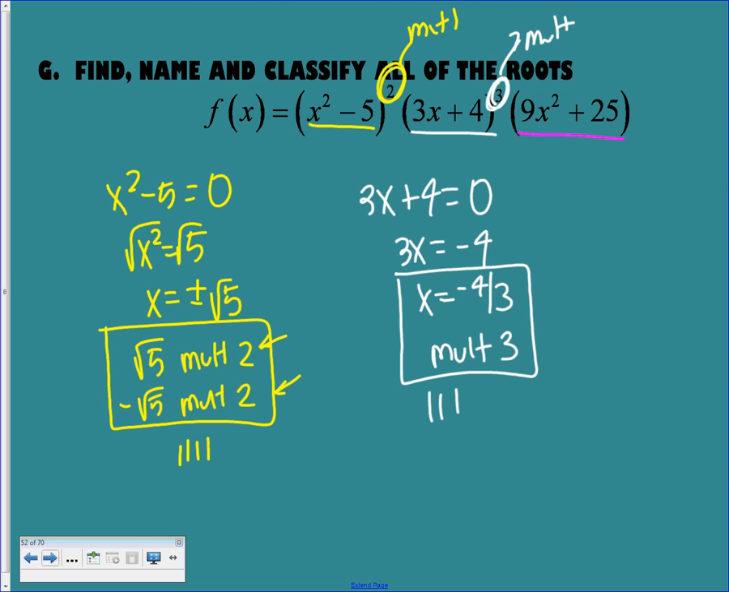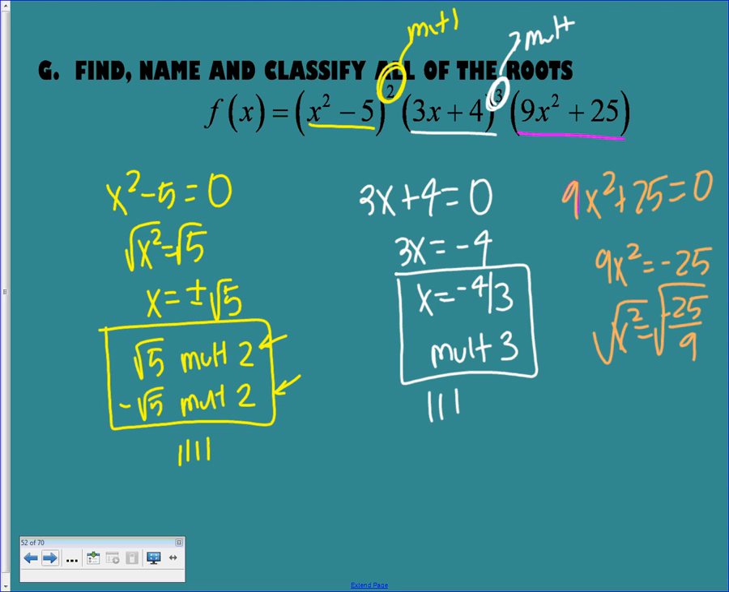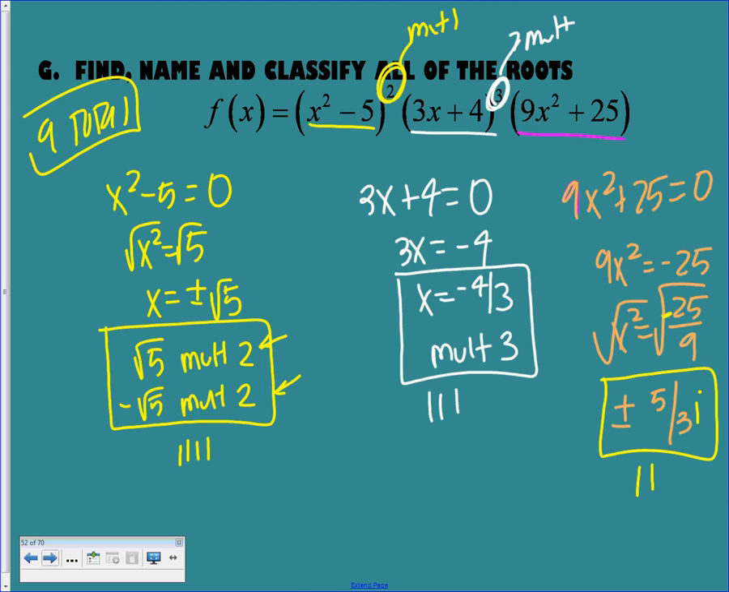Now my last one: 9x squared plus 25 equals 0. I will subtract my 25, then divide by my 9, and then square root it. When I square root this, I always get a plus or minus. The square root of 25 is 5. The square root of 9 is 3. There was a negative here, however, which means this is going to be i. So plus or minus 5/3 i. The positive one and the negative is 1, so now I've got 2 more. So I've got a total of 4, 5, 6, 7, 8, 9 total zeros.